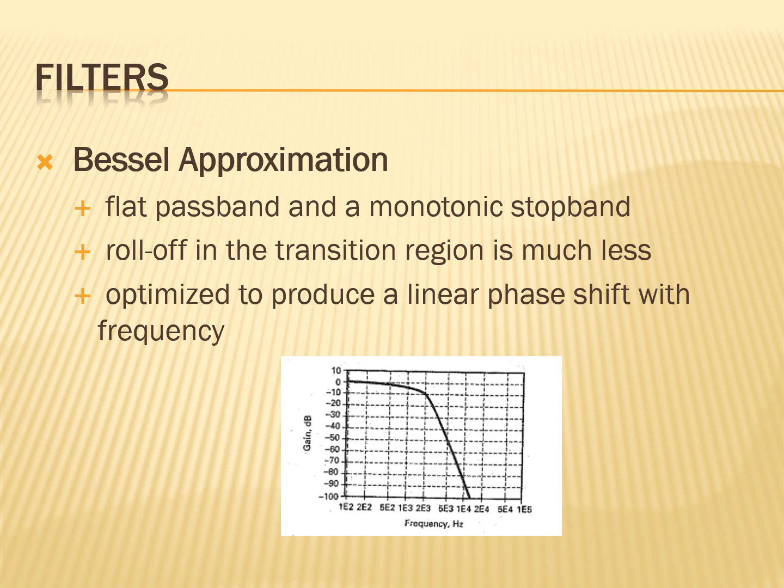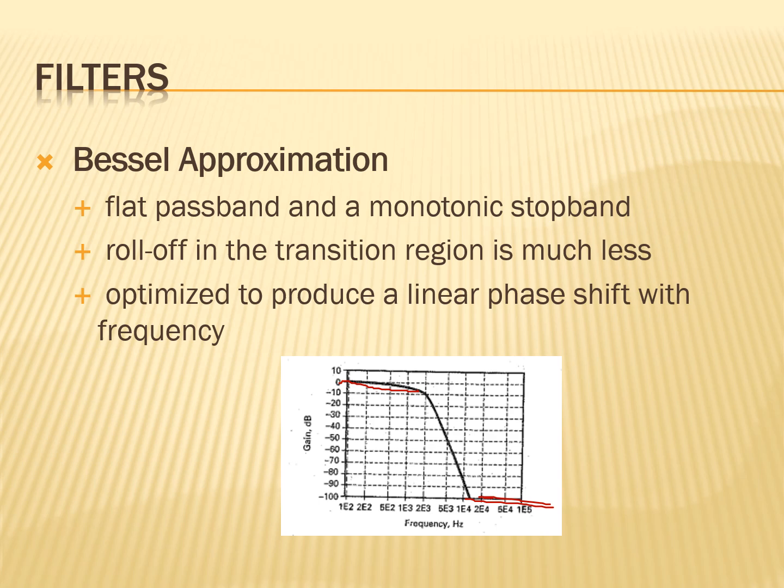And then we have the Bessel approximation. On the other hand, it has the highest order or the greatest circuit complexity of all approximations. Okay, so the Bessel function has a flat pass band, and a monotonic stop band. As we can see, we cannot find any ripples here, okay?